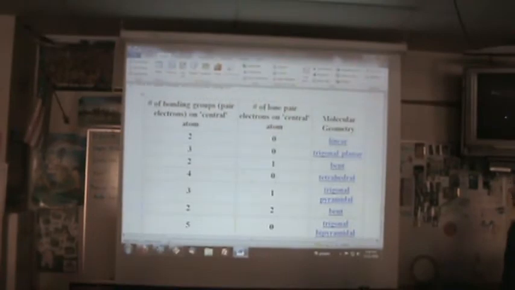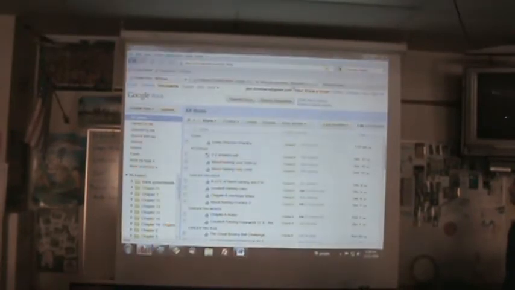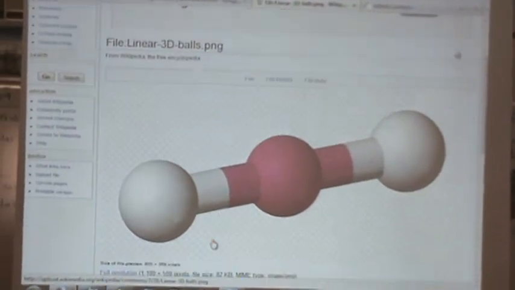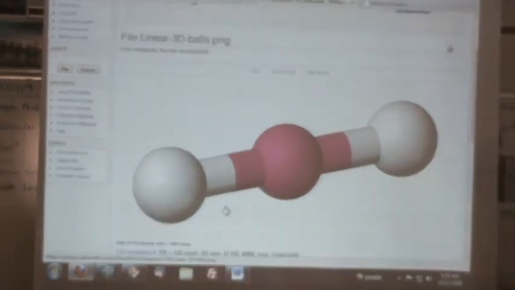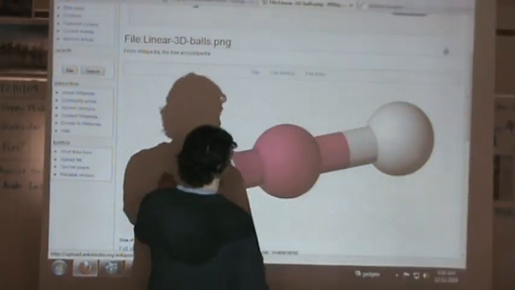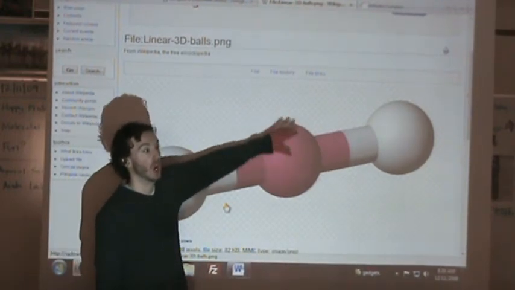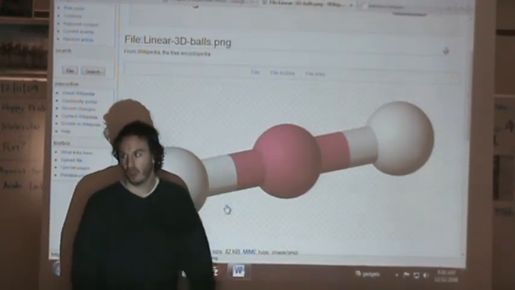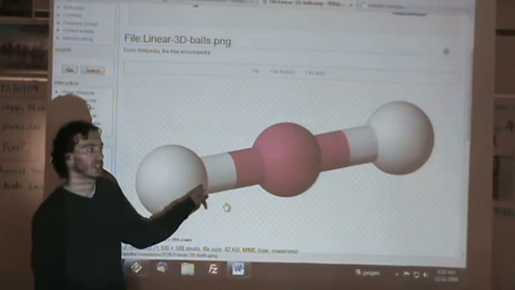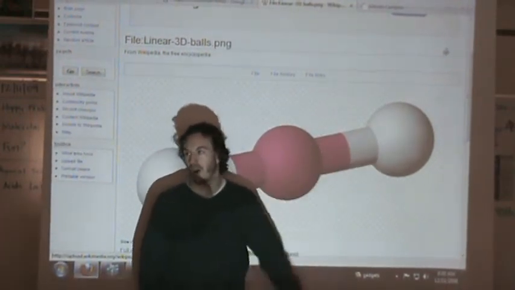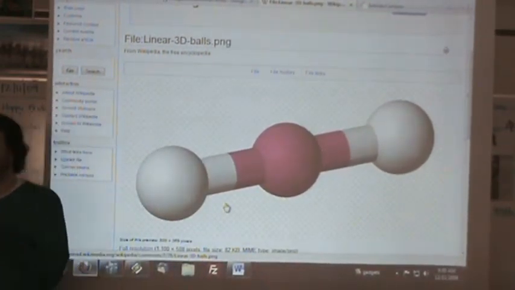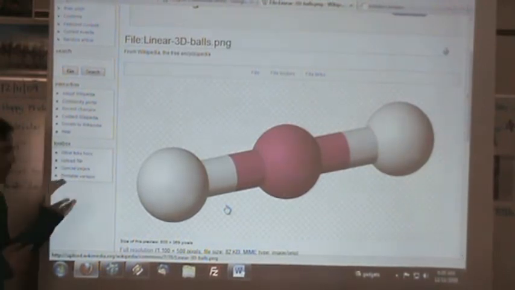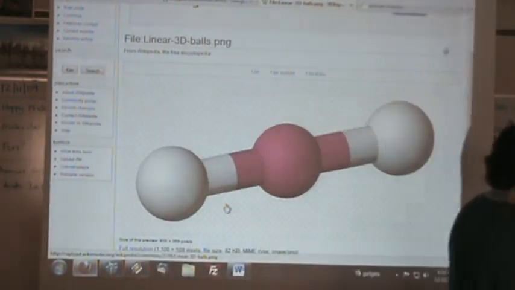I have all the pictures on them. I'm going to show you that right now. So here are some of the shapes. This is linear, and this is the carbon dioxide one that we have. You would consider these double bonds. This is an oxygen, that's an oxygen, this is the carbon in the middle. There's no unshared pairs of electrons. The whole thing wants this oxygen and this oxygen to be as far apart from each other as possible. The only way to do that is put them on exact opposite sides of each other. And that's how you get the linear shape.